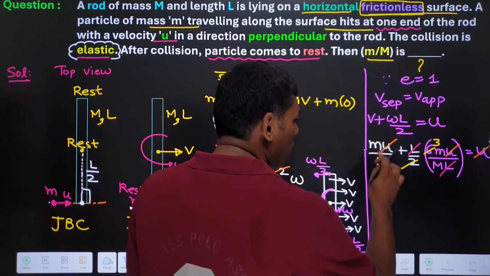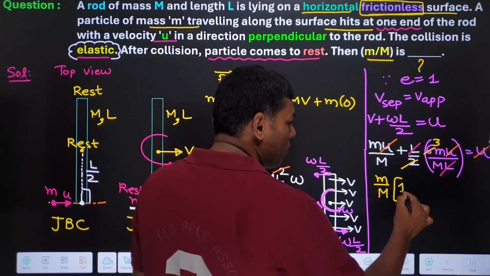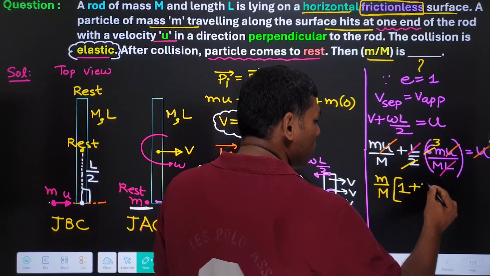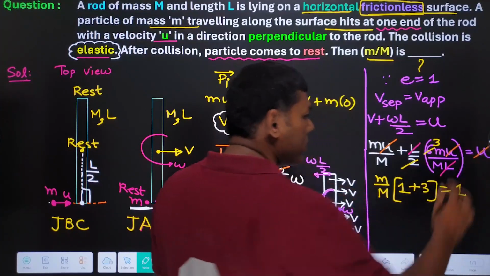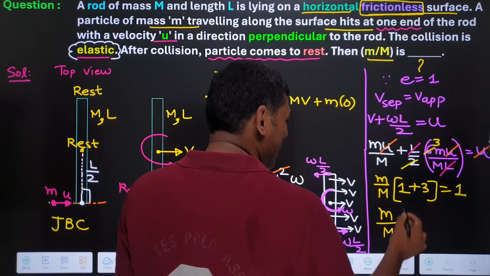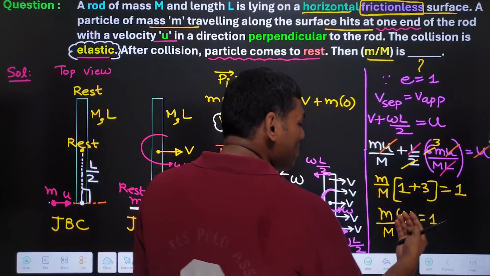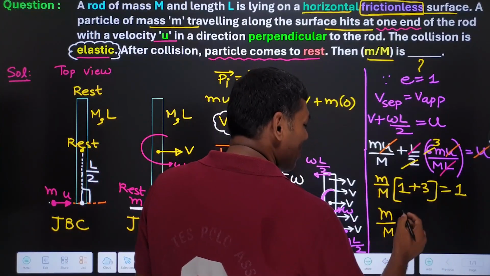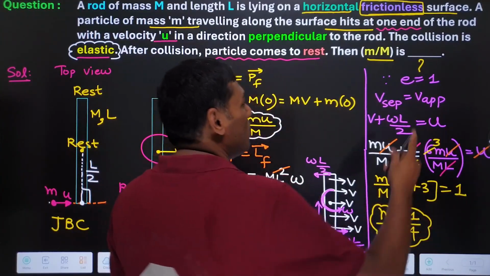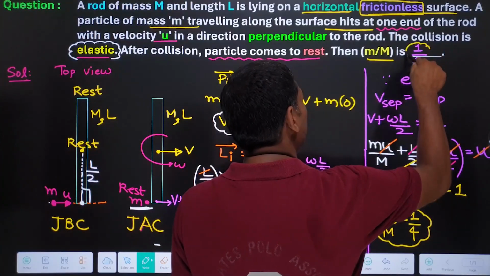Now we are left with what? Small m by capital M I am taking common. So here we are left with 1. Small m by capital M has been taken common. Here we are left with 3. And here in right hand side we have 1. I hope we are having the correct answer. This number is 4. Here is 1. So the small m by capital M can be written as 1 by 4. This is the absolutely correct answer. So here we are going to write the data as 1 by 4.